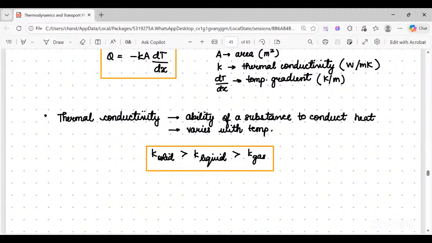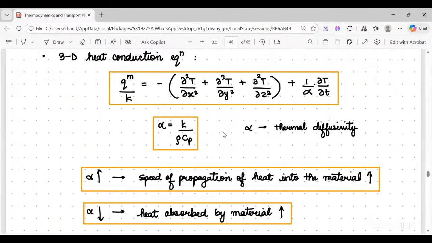So thermal conductivity is the ability of a substance to conduct heat and it varies with temperature. K solid is greater than K liquid is greater than K gas. For 3D conduction, Qm by K is nothing but minus, del square T by del x square plus del square T by del y square plus del square T by del z square, plus 1 by alpha del T by del t. Now alpha is nothing but K by rho Cp.